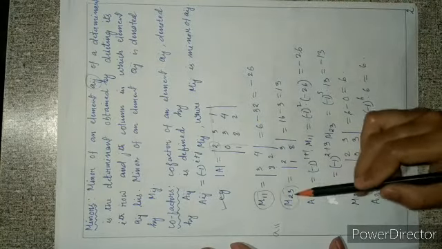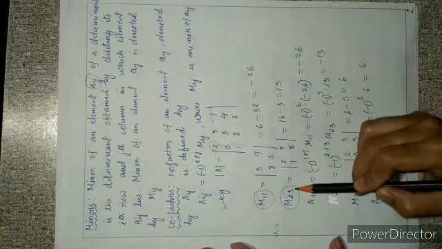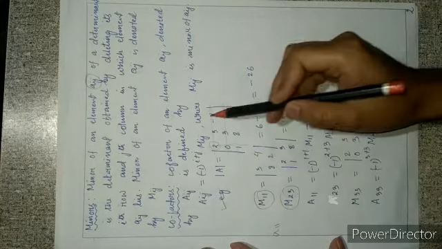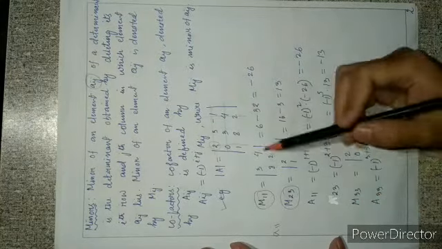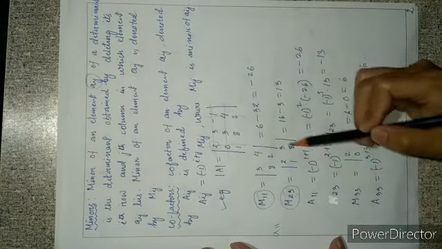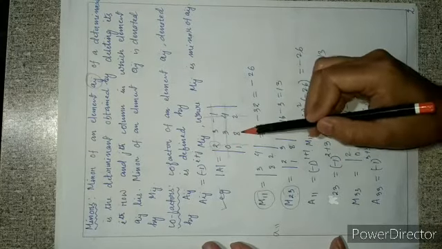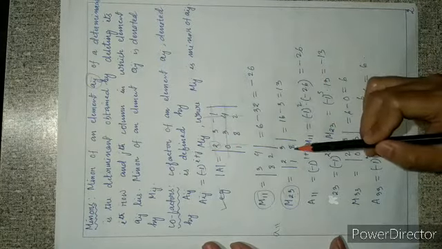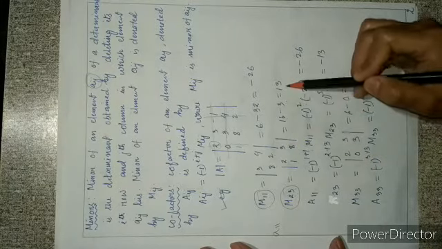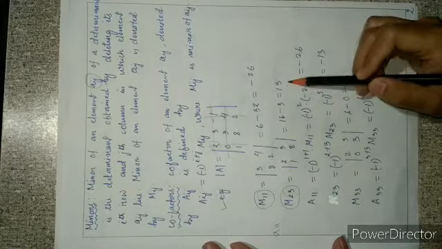For minor M23, find the determinant obtained by deleting the second row and the third column. The elements of the determinant are 2, 3, 1, 8. Expanding, 8 into 2 is 16, and 3 into 1 is 3, so 16 minus 3 is equal to 13.